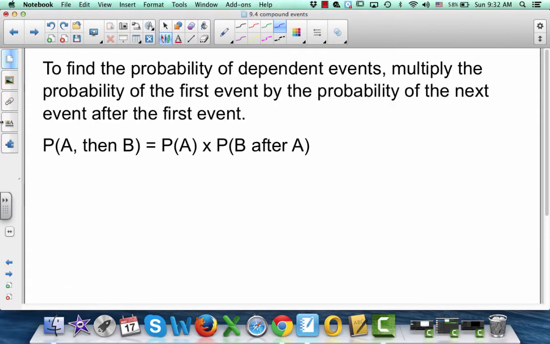All right. To find the probability of dependent events, multiply the probability of the first event by the probability of the second event after the first event has occurred. So that's how this second line reads down here. The probability of A, then B, is equal to the probability of A times the probability of B after you've already done A. You'll see it.